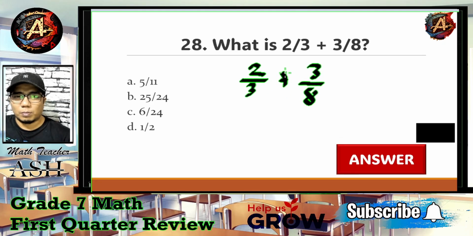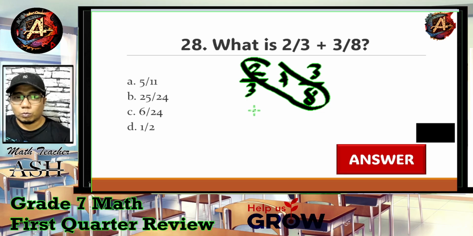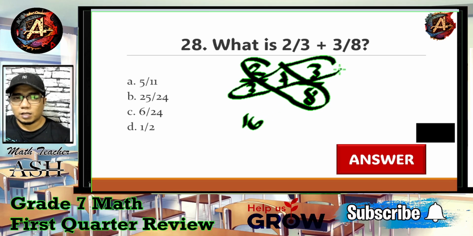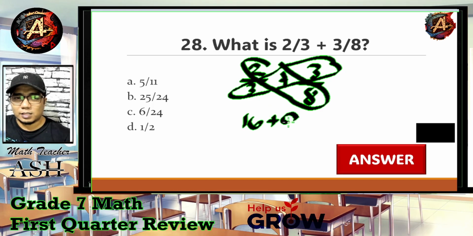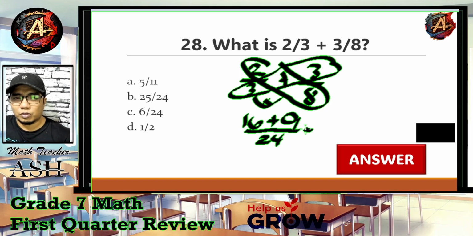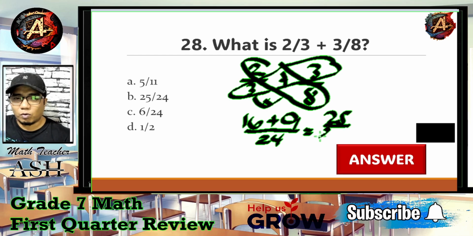Okay, by the use of the butterfly method, you multiply. So 2 times 8, that would give you 16. And then this one, you just add because this is addition. 3 times 3, that is 9. And then divide it by this one. You just multiply it. So 3 times 8, that is 24. So if you simplify this one, 16 plus 9, that would give you 25 over 24. And that is letter B.